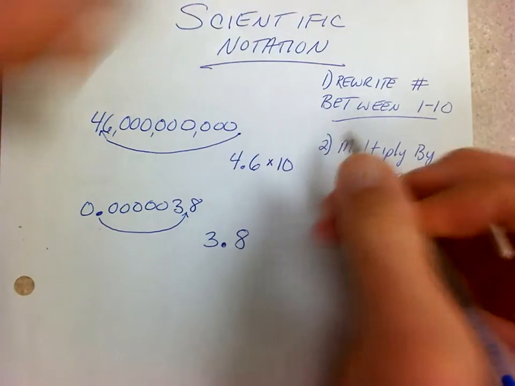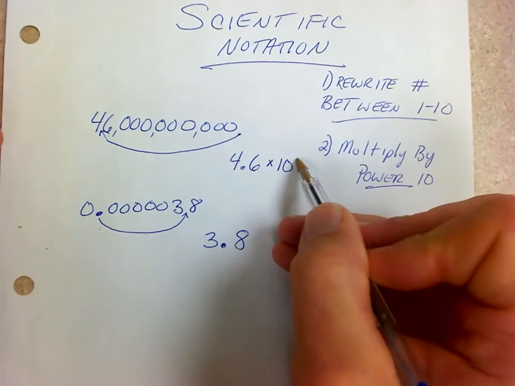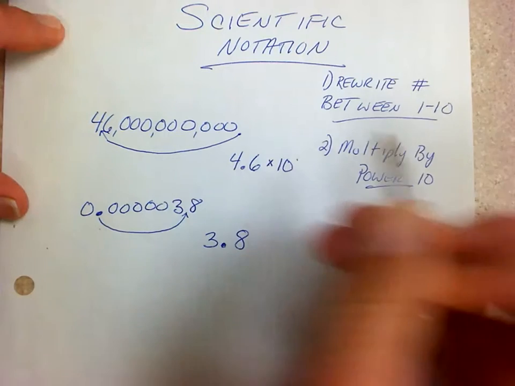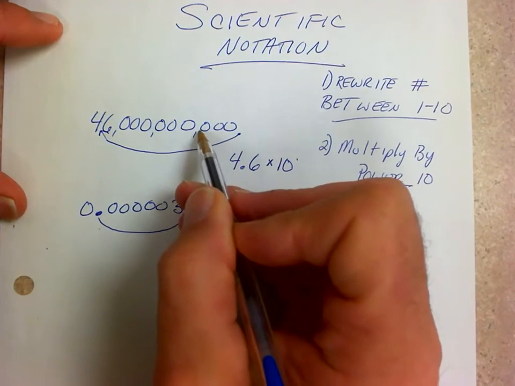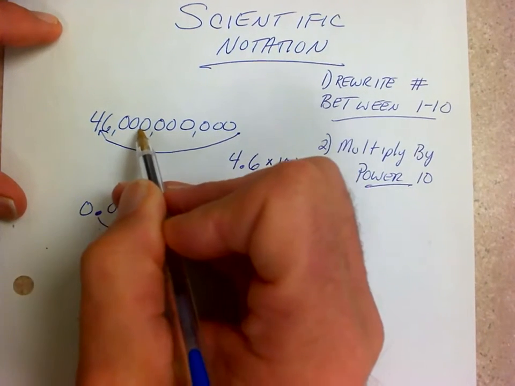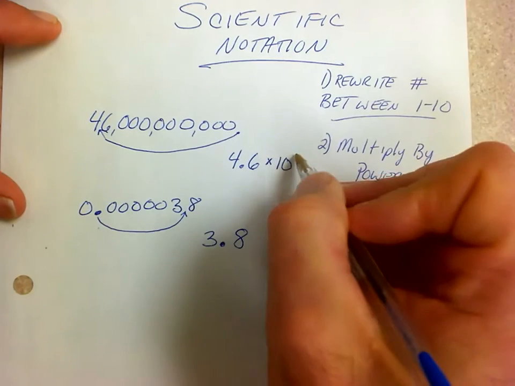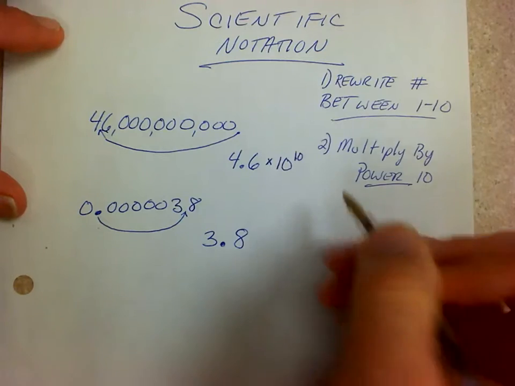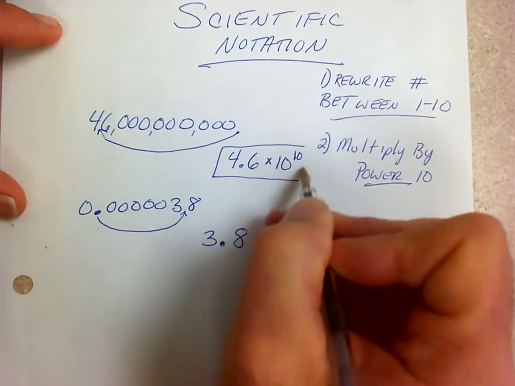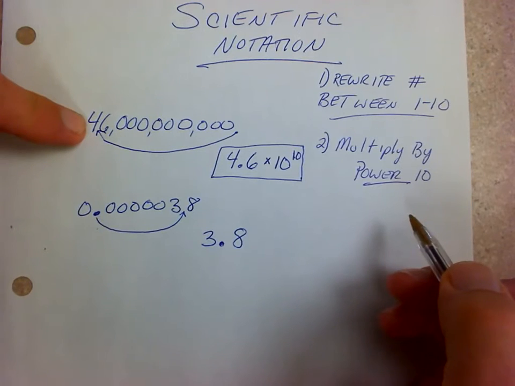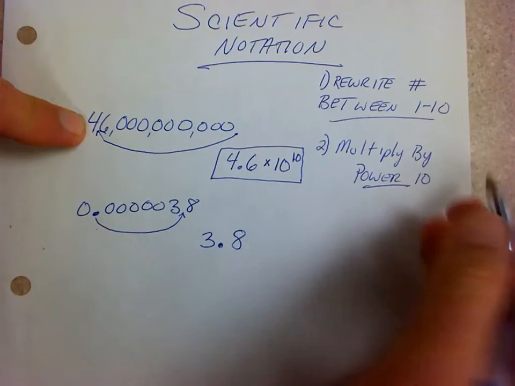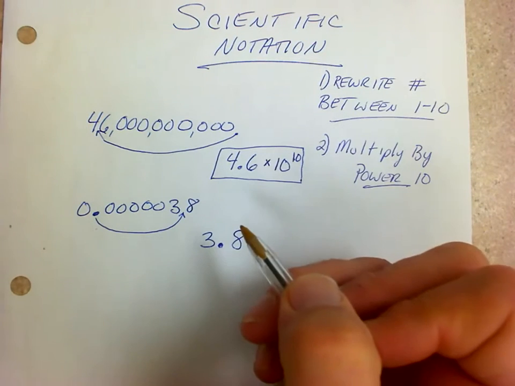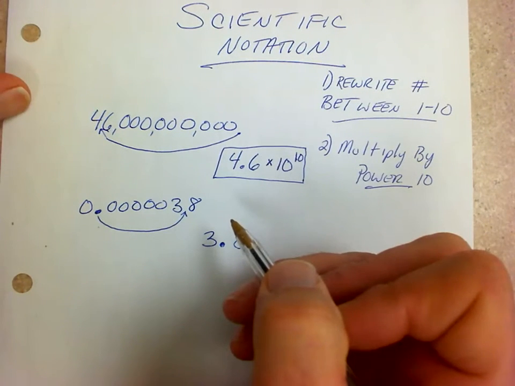So 10 to the, now we need our power. Our power is based on how many places we moved our decimal point. So we moved our decimal point 1, 2, 3, 4, 5, 6, 7, 8, 9, 10. So that would be 4.6 times 10 to the 10th power. So this is the standard form of 46 billion, and this is the scientific notation form of 46 billion. A lot less zeros to be held accountable for.